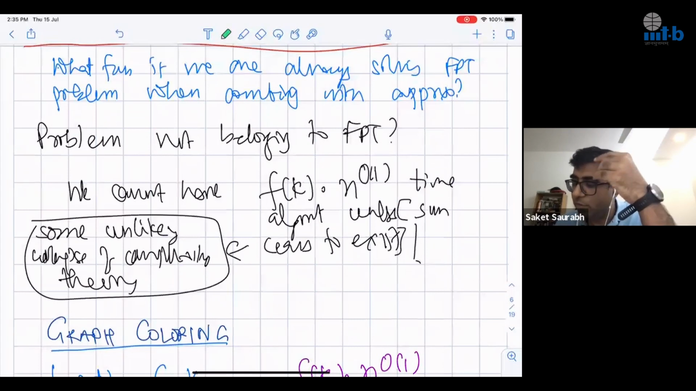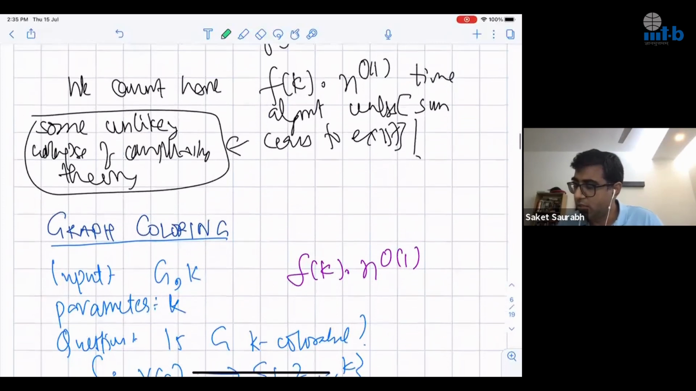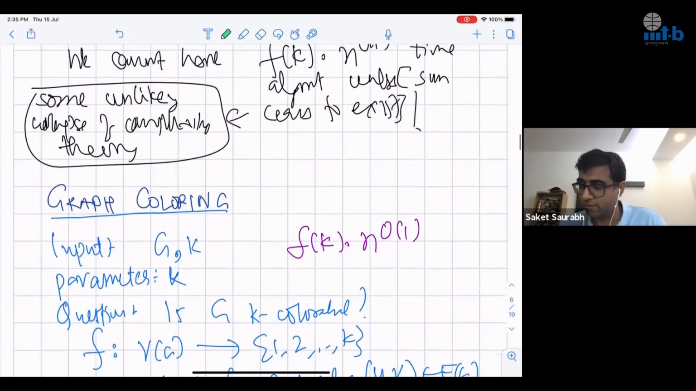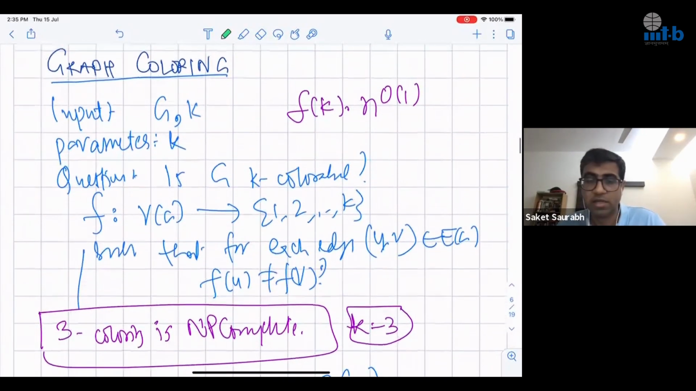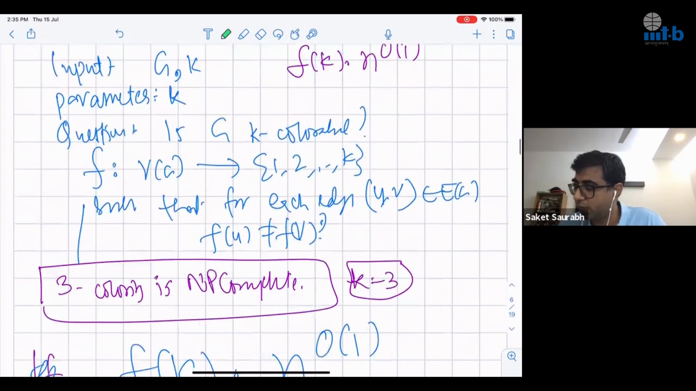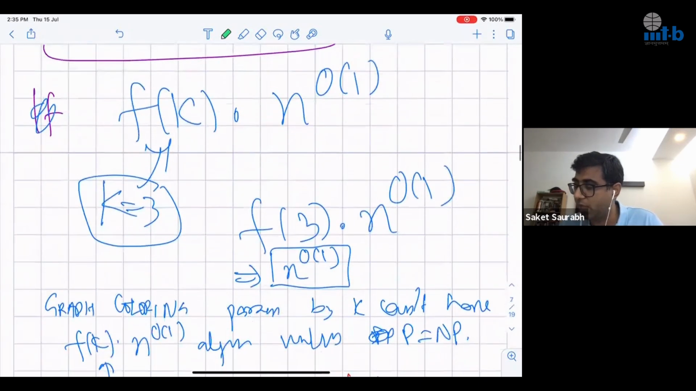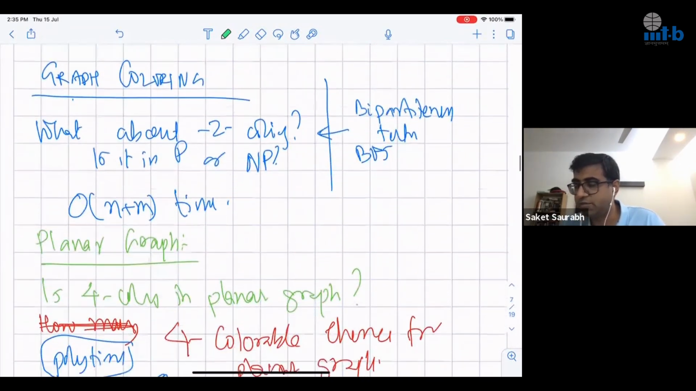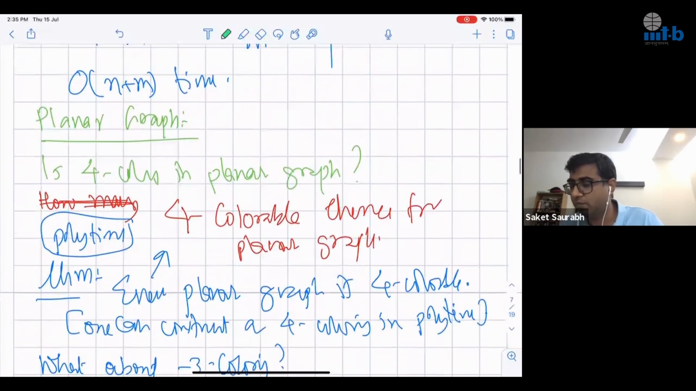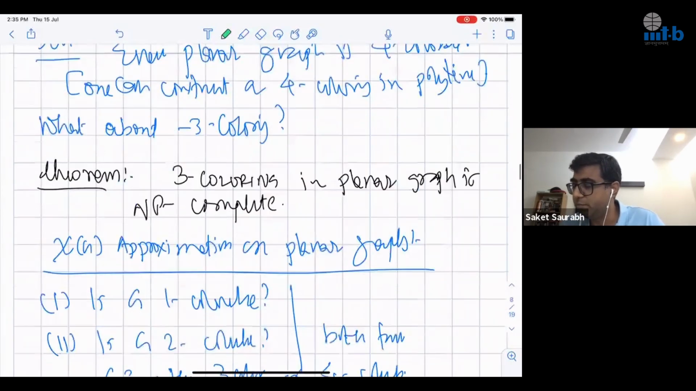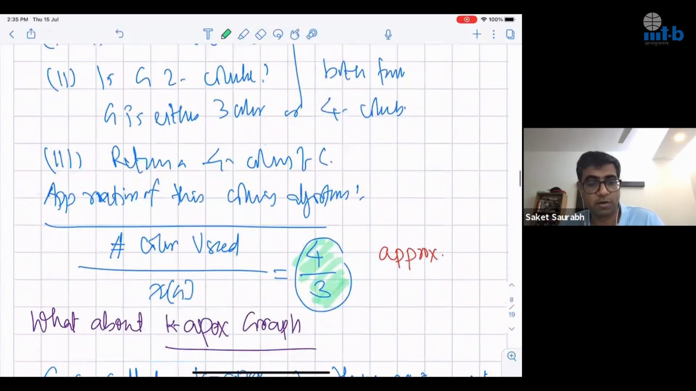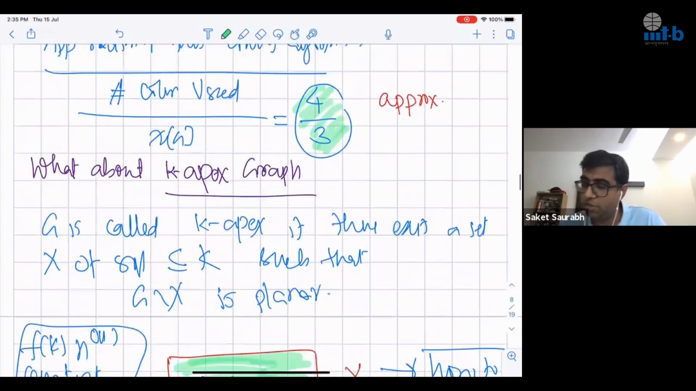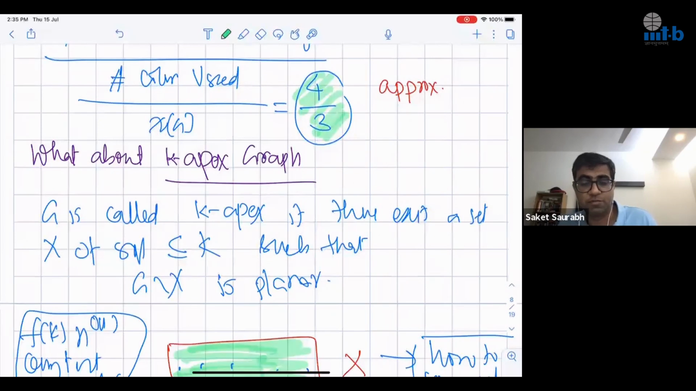Then we looked at what it would mean to say a problem does not belong to the class FPT. Someone mentioned that graph coloring shouldn't admit an FPT algorithm parameterized by the number of colors, and we saw why, because that would imply P equal to NP. Then we looked at graph coloring on planar graphs, and saw a simple 4/3 approximation algorithm for coloring. We then thought, can we use this 4/3 approximation to design an approximation algorithm for graph coloring on almost planar graphs?